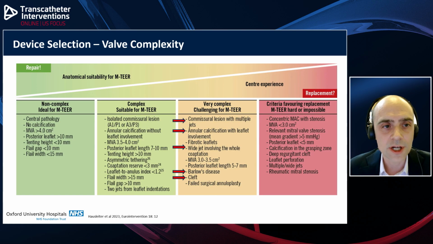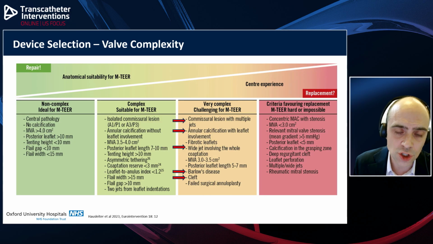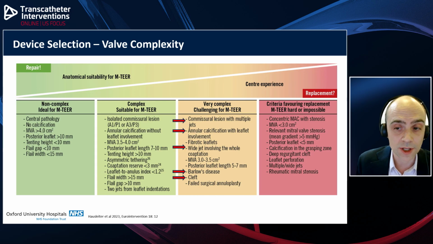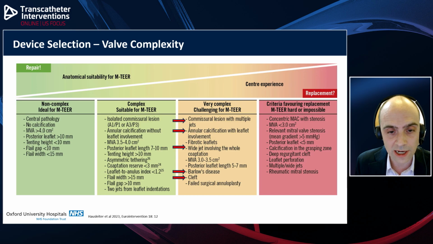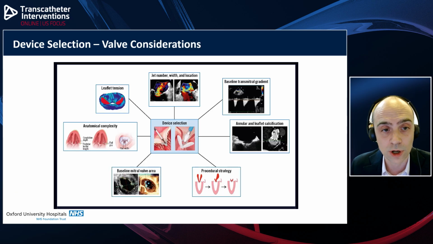So coming on to device selection, we've seen this kind of paradigm of valve complexity already. What are the sort of complex lesions particularly occurring in DMR? Well, commissural lesions for sure. Annular calcium, where that calcium extends onto the leaflet. Wide jets or multi-segment pathology. Barlow's disease, where there's very extensive degenerative disease of the whole anterior and posterior leaflets. Clefts are difficult. And these factors then, in turn, may inform our device choice or our clip sizing approach.